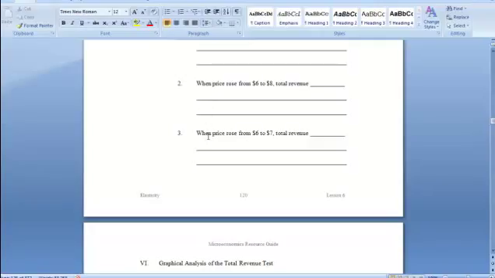And then the third one is when the price rose from $6 to $7, total revenue. Well, at $6 and $7, the total revenue remained the same at $42. And that confirms that the price elasticity of demand between $6 and $7 must be unit elastic.